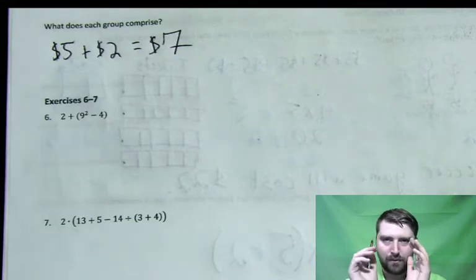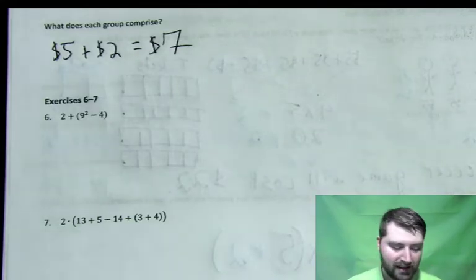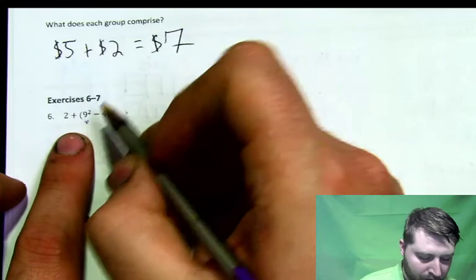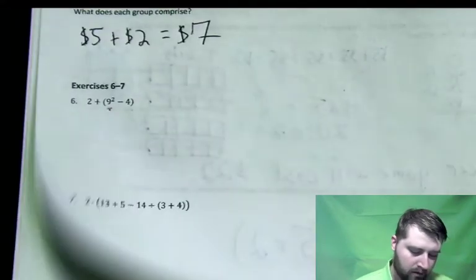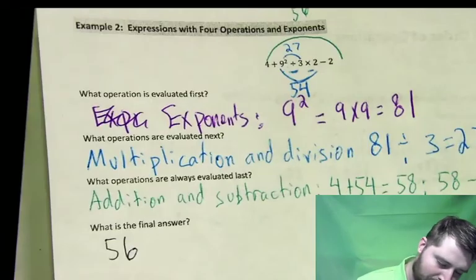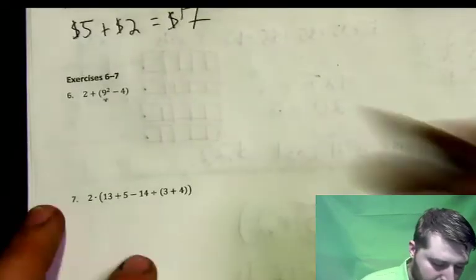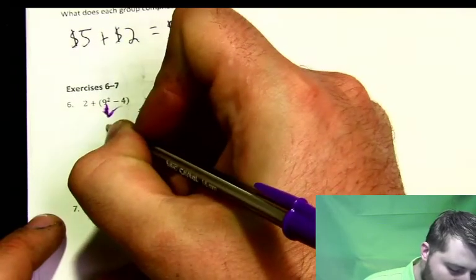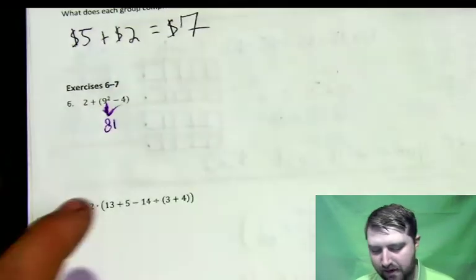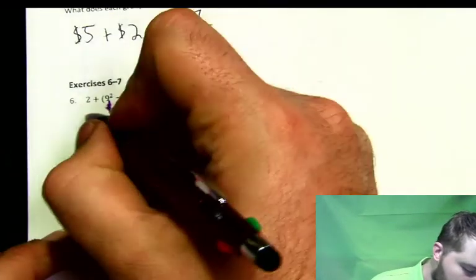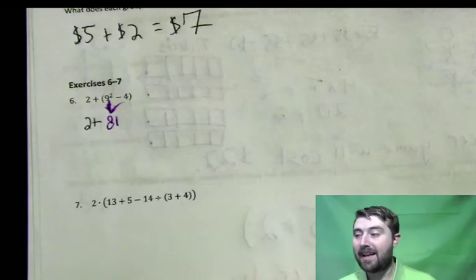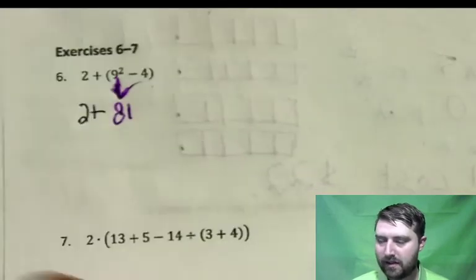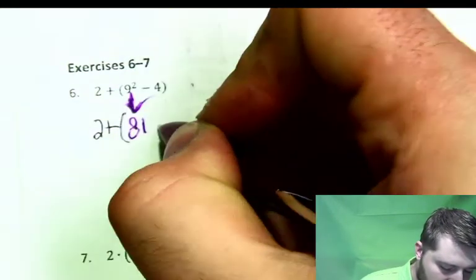Awesome. So we know we have to do what is in the parentheses first. You're now checking your work against mine. In the parentheses, we have 9 squared minus 4. We must first do our 9 squared. 9 squared is 81. We rewrite the entire rest of our problem. So we still have 2 plus, and we have not done everything in the parentheses yet, so we still need our parentheses: 2 plus 81 minus 4.